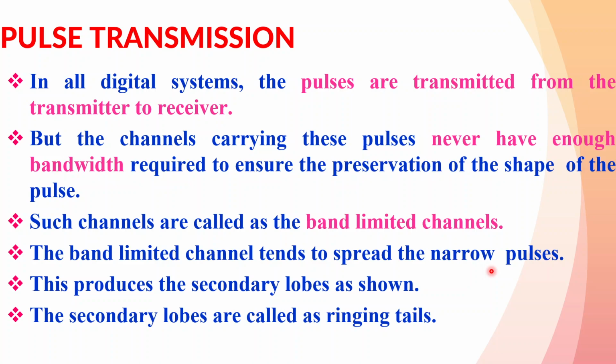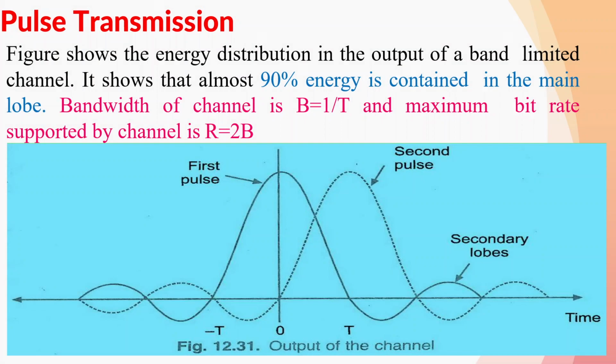So dispersion will exist and they will produce secondary lobes. These secondary lobes are called ringing tails. For the first pulse, this is the secondary lobe, this is called the ringing tail, and for the second pulse, this is called the ringing tail.